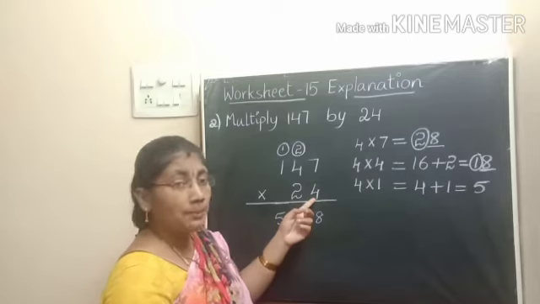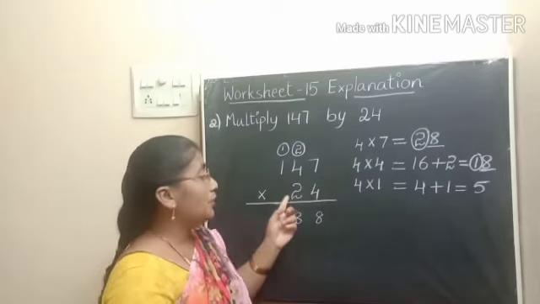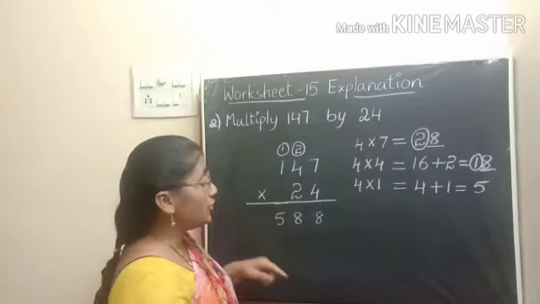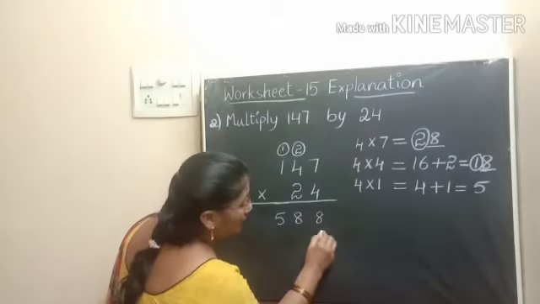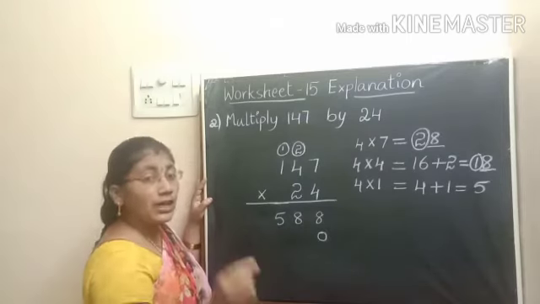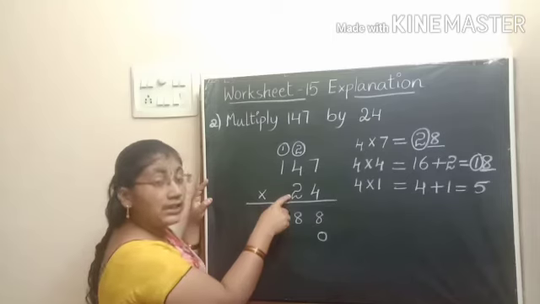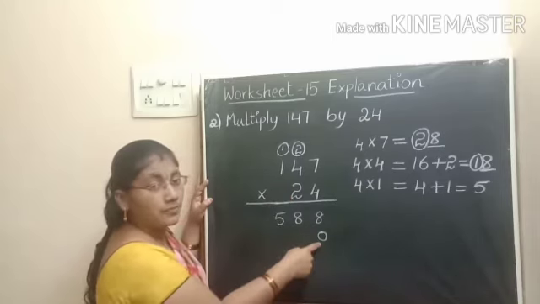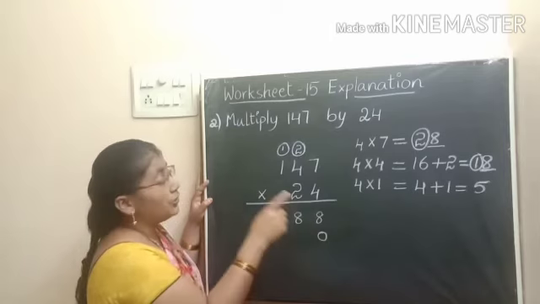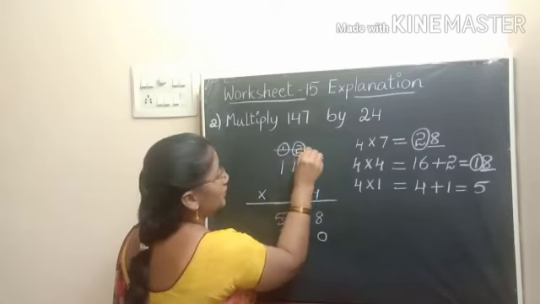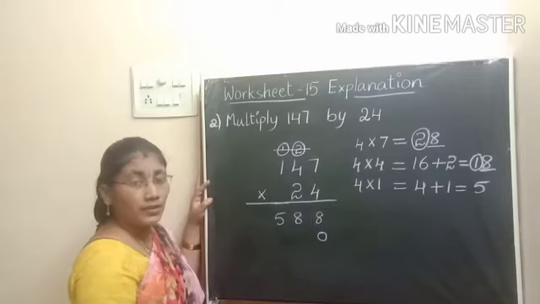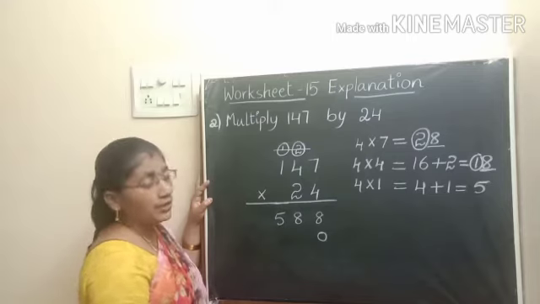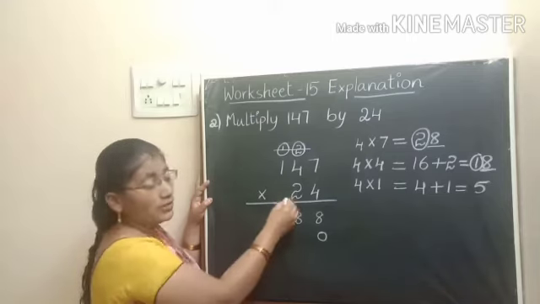Now we have to multiply this multiplicand with 2. Understood? Before that, first we should put 0 in ones place because we are multiplying the digit in tens place. So, we should put 0 in ones place. And we should cross out the carries that belong to 4. Now, we can start our multiplication with 2.